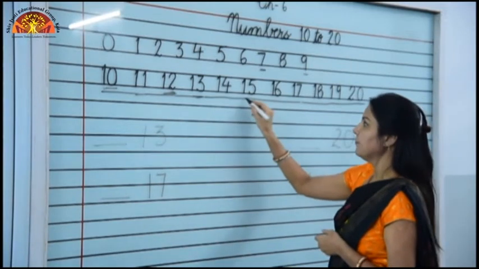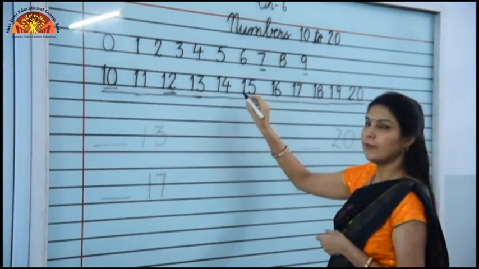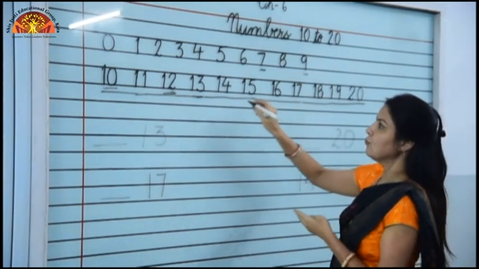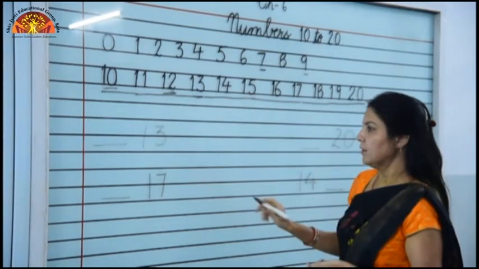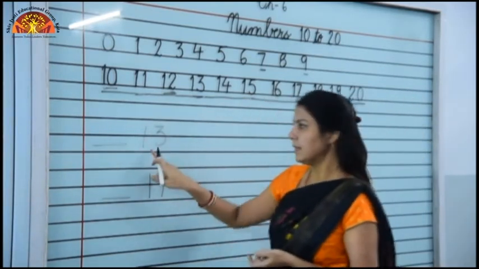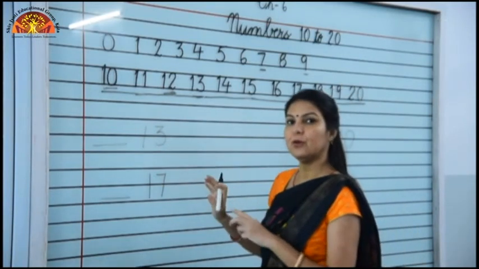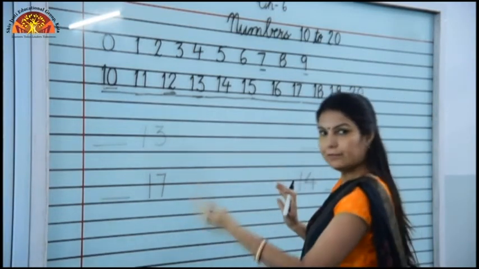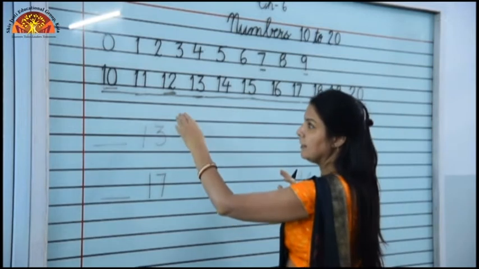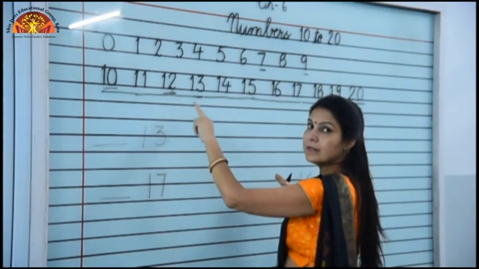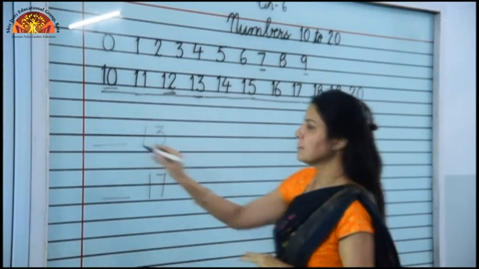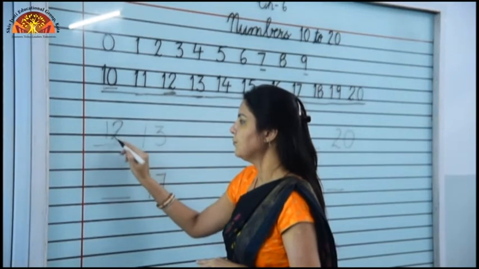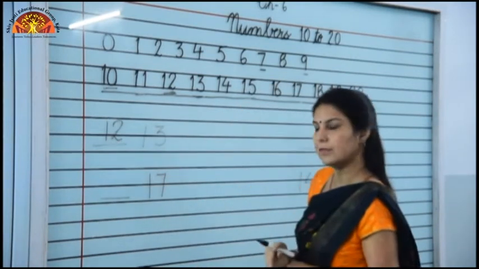Look here, 15 is written here. So we have to find out the before number of 15. It is here at the left hand side. So this is before number. Now let's see this example. 13 number is written. So we have to find out before number of this. Before number comes at the left hand side. So what is written at the left side of 13? 12 is written at the left side of 13. So this is the before number of 13.